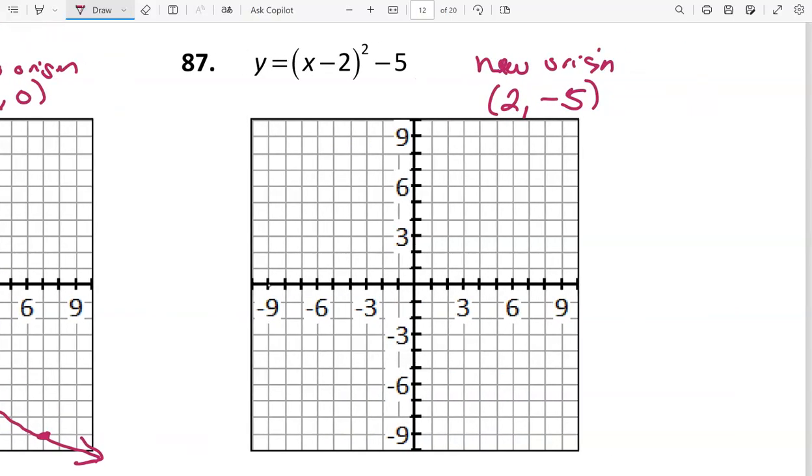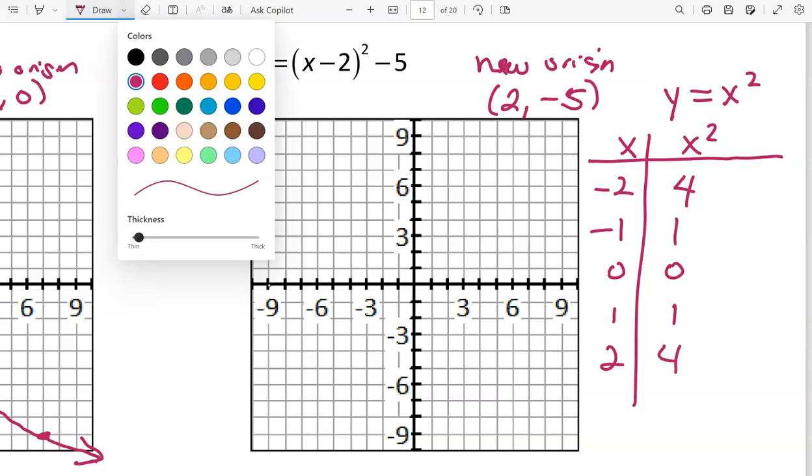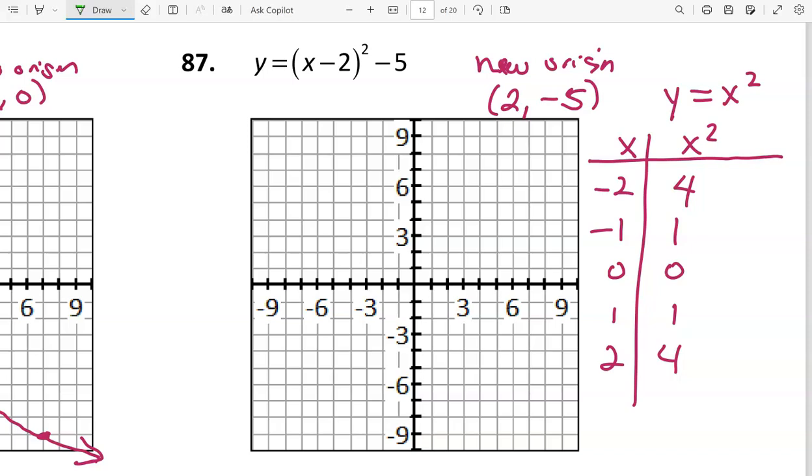Now let's take all addition and subtraction out of this function. That'll give us y equals x squared. So it means we're really just graphing the parent function. I'm going to use -2, -1, 0, 1, and 2 for x values and square to get the y values. Let's graph our new origin point. That's 2, -5.